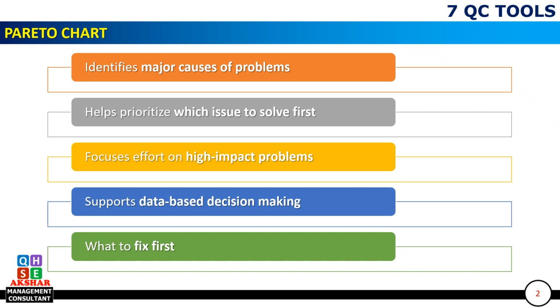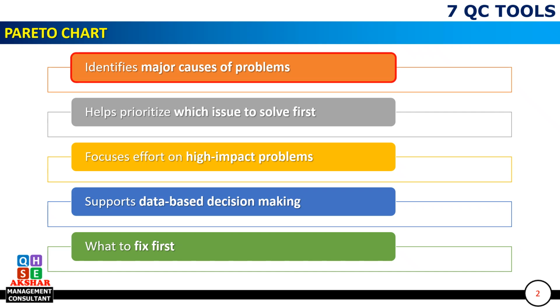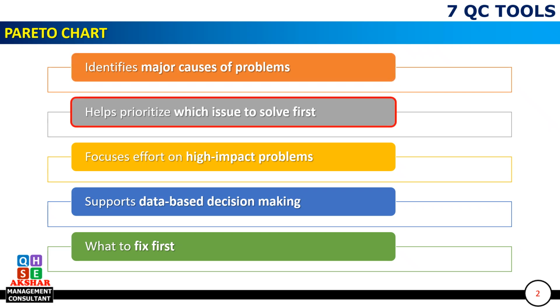First, the Pareto chart helps us identify the major causes of problems. In any process, we may have many different types of issues, but not all problems have the same impact. The Pareto chart clearly shows which problems are occurring most frequently. Second, it helps us prioritize which issue to solve first. Instead of trying to solve everything at once, we focus on the top contributors. This saves time, money, and effort.